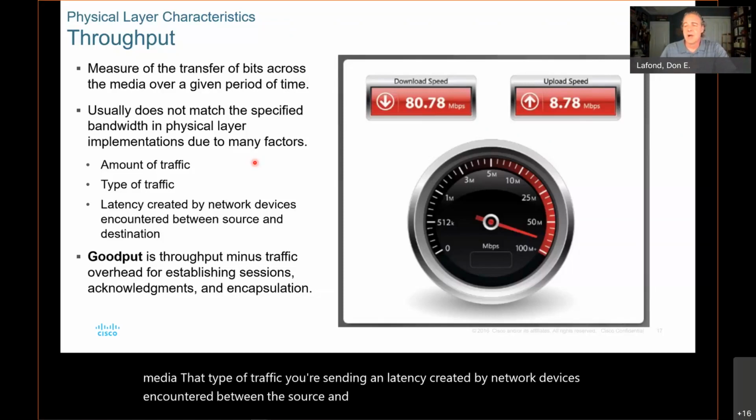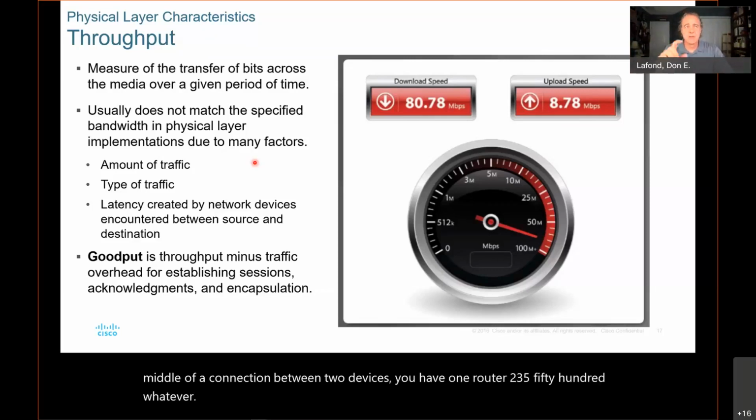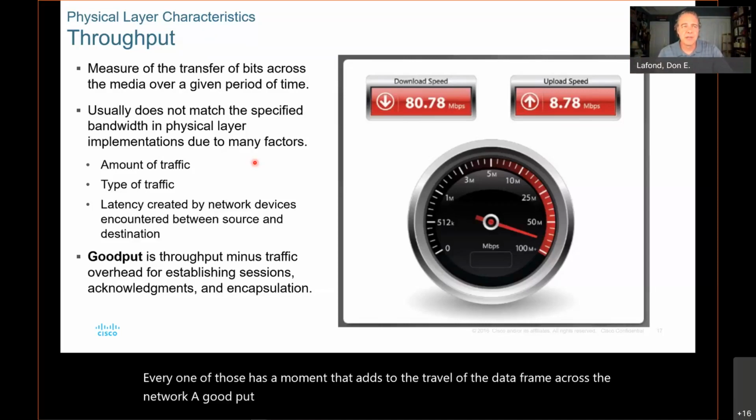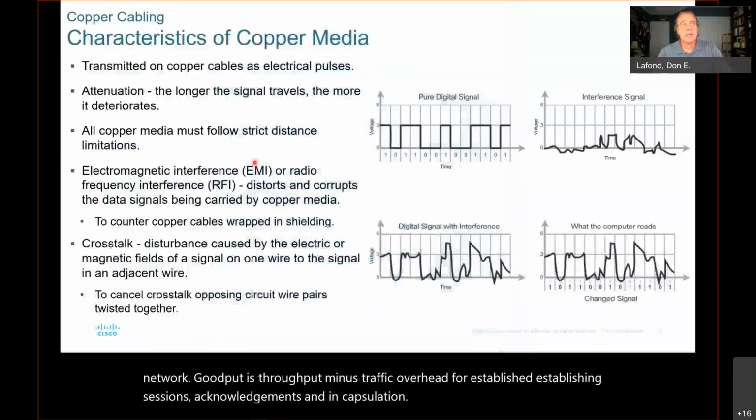Every time a router is in the middle of a connection between 2 devices, you have one router, 2, 3, 5, 50, 100, whatever. Every one of those adds a moment to the travel of the data frame across the network. Goodput is throughput minus traffic overhead for establishing sessions, acknowledgements, and encapsulation. Copper cabling.